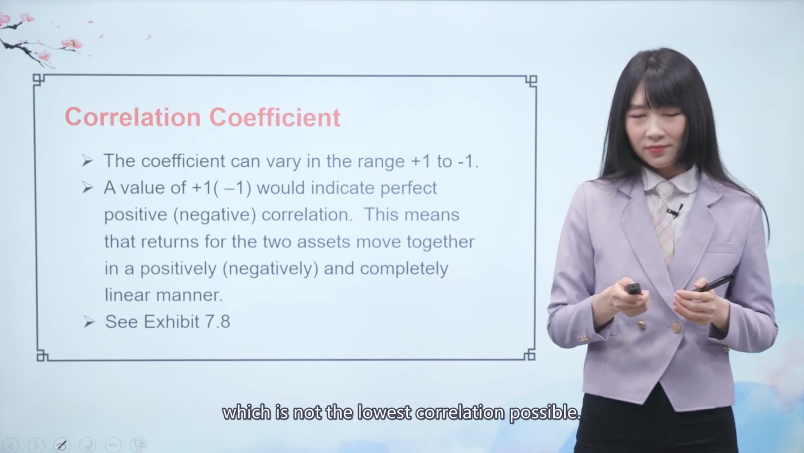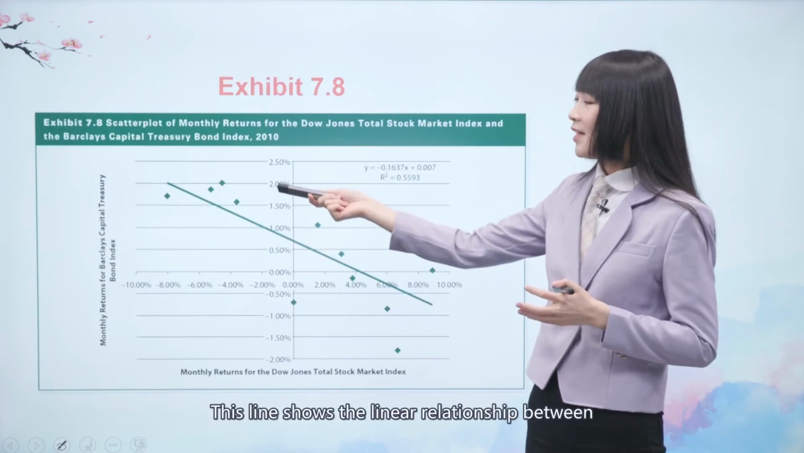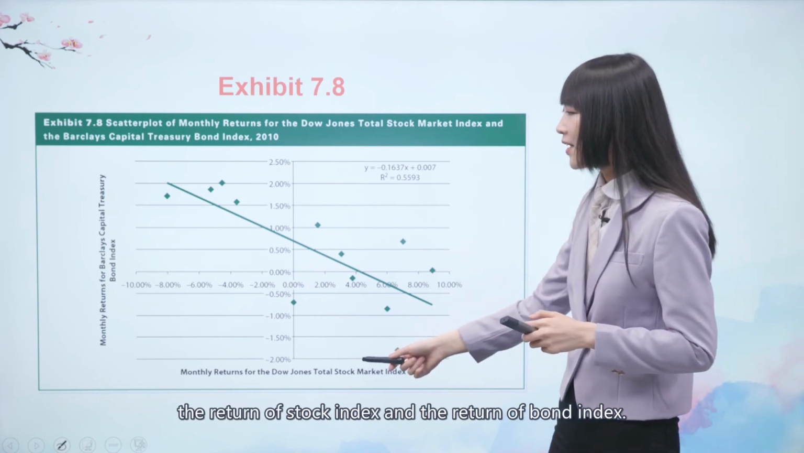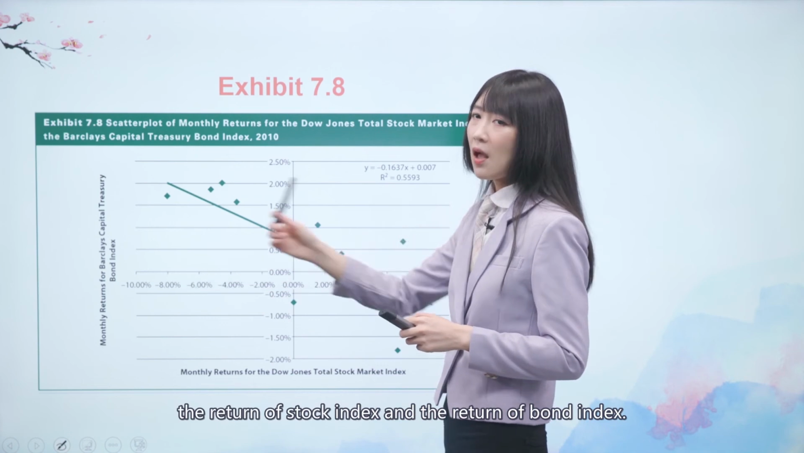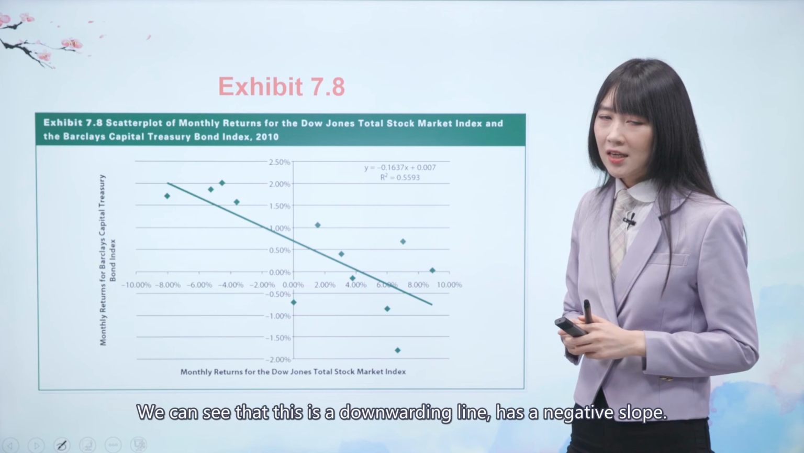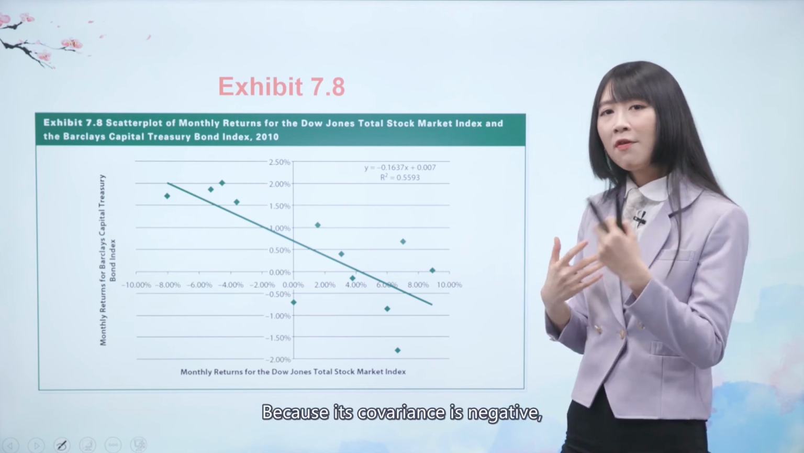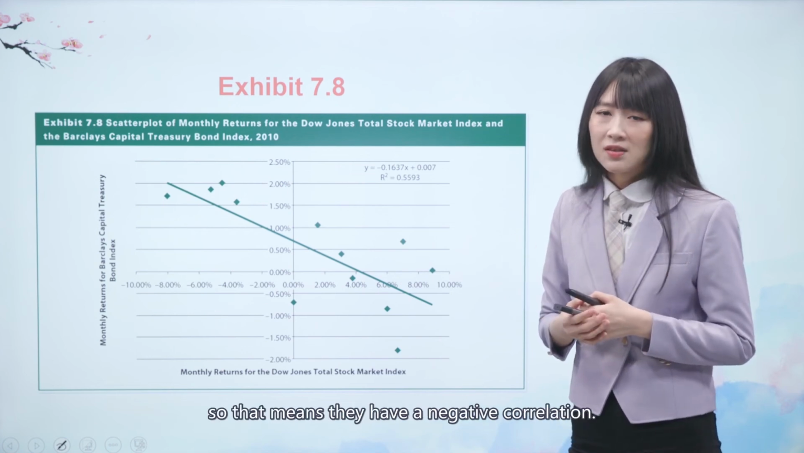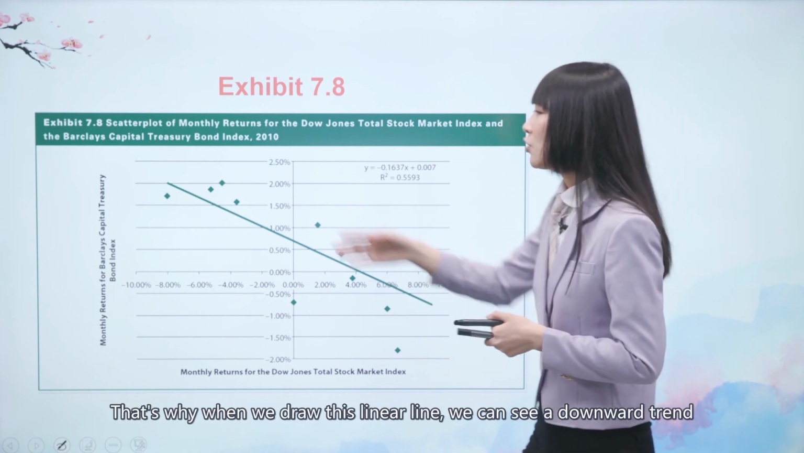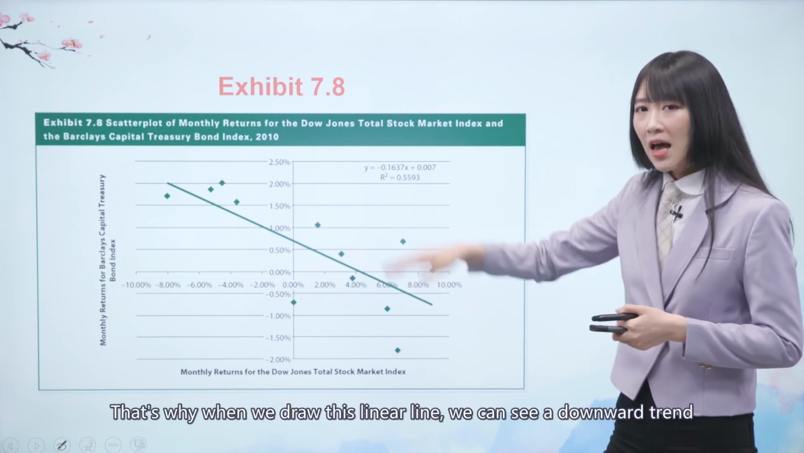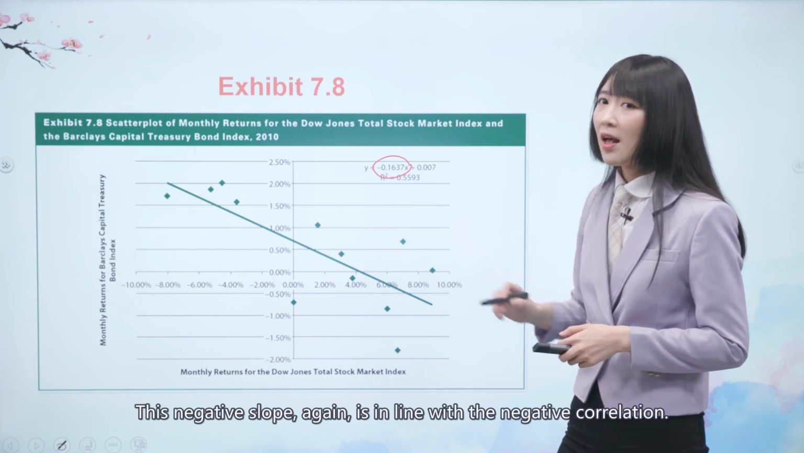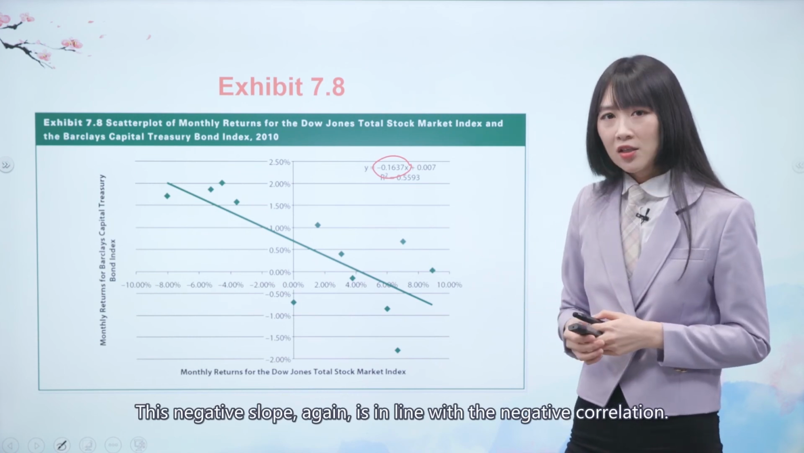Now, this line shows the linear relationship between the return of the stock index and the return of the bond index. We can see that this is a downward line with a negative slope, because its covariance is negative. So that means they have a negative correlation. That's why when we draw this linear line, we can see a downward trend, also captured by this negative slope. This negative slope, again, is in line with the negative correlation.